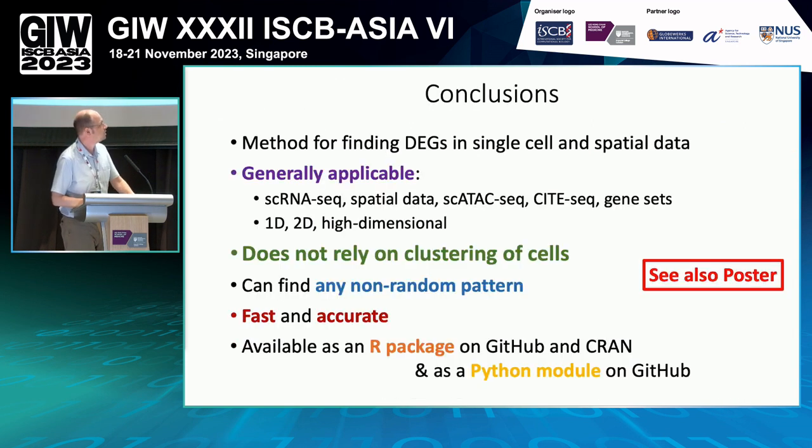As a conclusion, originally we made this method for predicting DEGs in single-cell data. And then we also applied it on spatial data. And as I just said, you could use it on many other data types. The input space could be 1D, 2D, 3D, 5 principal components, 10 principal components, or 50 principal components. It does not rely on comparisons between clusters. And as a result of that, it can find, in theory, almost any non-random expression pattern. It's relatively fast. I think it's somewhat accurate on simulated data sets, at least, although I didn't show it today.